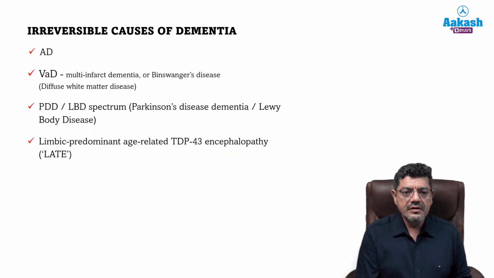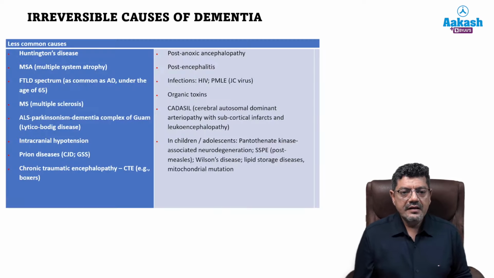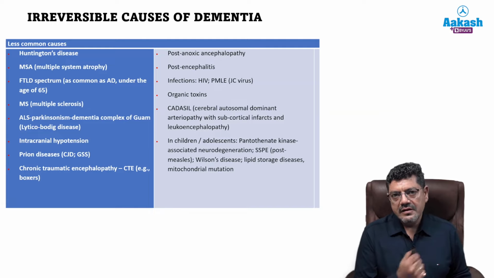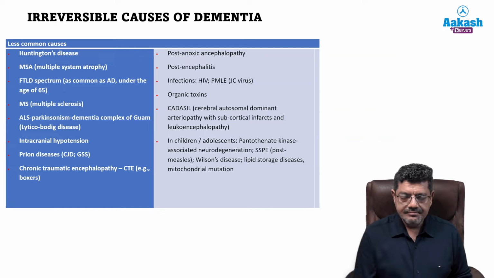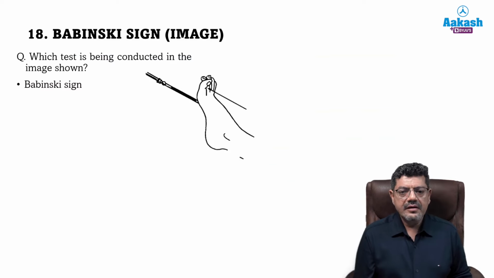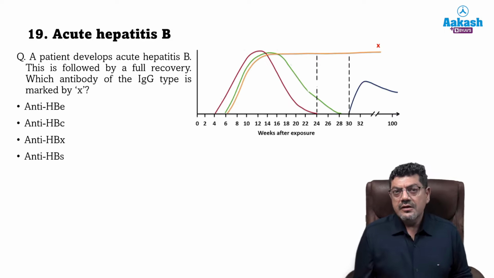Irreversible causes, all the degenerative ones: Alzheimer's, vascular dementia, Parkinson disease dementia, again the Lewy body disease spectrum, and late, right? And then these are the less common irreversible causes of dementia. Take your pick. Then they're given an image where they're asked what sign is being elicited. Again, simple, I won't spend time here. It's the Babinski sign.